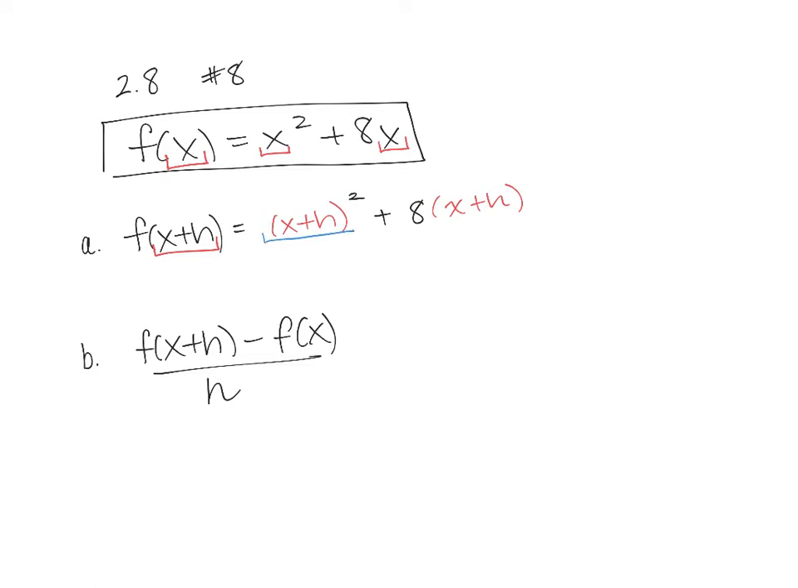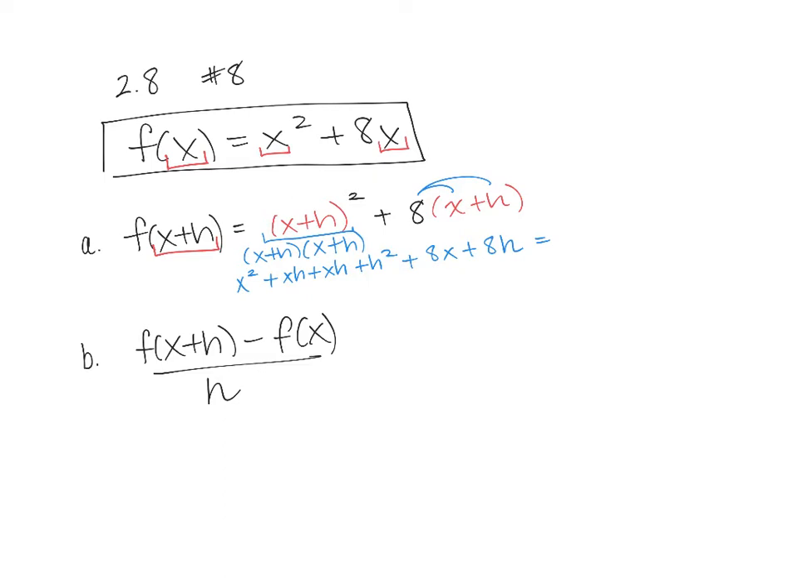Well, this whole quantity is squared, so that means that's x plus h times x plus h. You can FOIL, distribute, however you want to do that. You're going to end up with x squared plus xh plus xh plus h squared. And then this will distribute. That'll be plus 8x plus 8h.